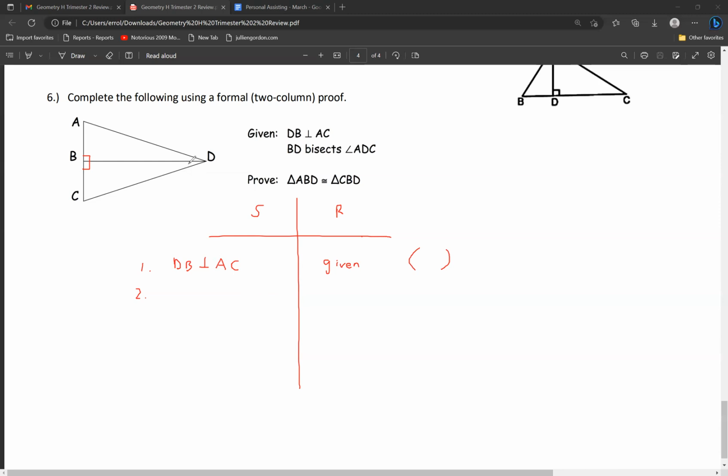Okay, so what else do we know then? You're saying that's number two, BD bisects ADC. I didn't put that down as number 2 though. I had a different one for number 2. It's okay. It could still be right. What did you have for number two? I had ABD and CBD are right triangles. Okay, exactly. What's the reason?